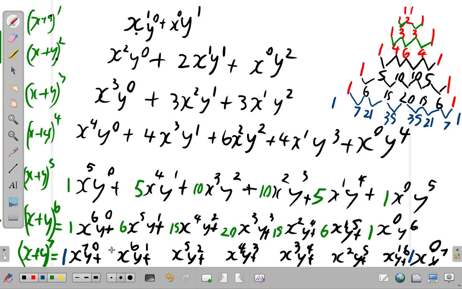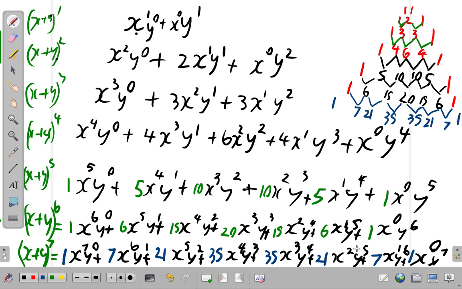So we can see the numbers. It will be 7. The next number is 21. Then 35. And 35. And 21. And 7. So (x + y) raised to the power of 7 is really x to the 7 plus 7x to the 6 y plus 21x to the 5 y to the 2 plus 35x to the 4th y to the 3 plus 35x to the 3 y to the 4th plus 21x to the 2 y to the 5th plus 7x to the 1 y to the 6 plus y to the 7th.